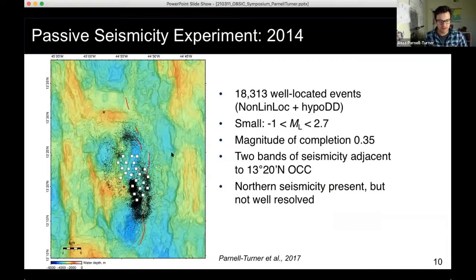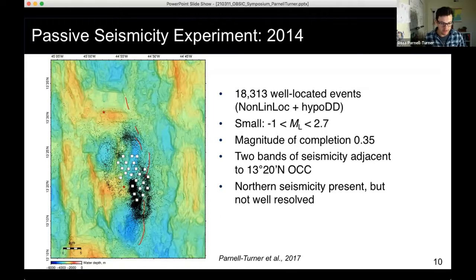During that deployment, we were able to detect and locate with pretty good accuracy over 18,000 microearthquakes. I used a combination of NonLinLoc and Felix Waldhauser's HypoDD code. These earthquakes are obviously very small, with local magnitudes ranging from about -1 to just under 3, and we have a magnitude of completeness of about 0.3.